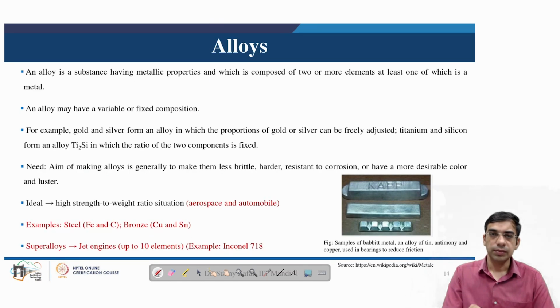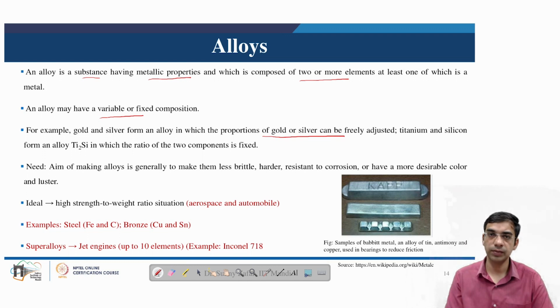Then we have alloys. Here we are particularly talking about metal-based alloys. An alloy is a substance which has metallic properties, and it is composed of two or more elements. Of course, one of the elements has to be a metal. The other may be a non-metal in some cases. An alloy may have a fixed or a variable composition. For example, to form an alloy of gold and silver, the proportion of gold and silver may be adjusted freely.